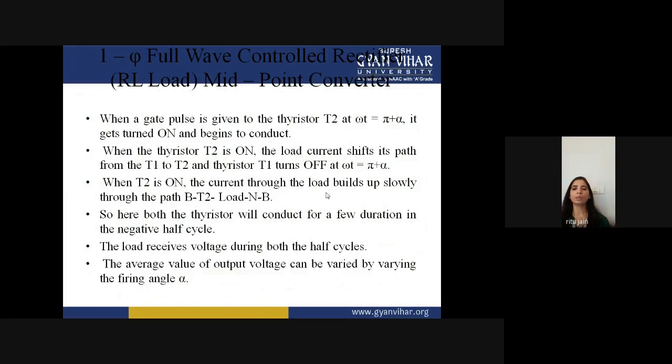So here both the thyristors conduct for a short duration in the negative half cycle. The load receives voltage during both half cycles, so the average value of the output voltage can be varied by varying the firing angle alpha.